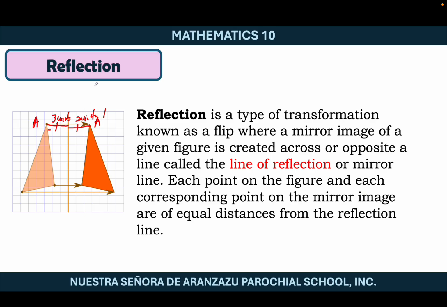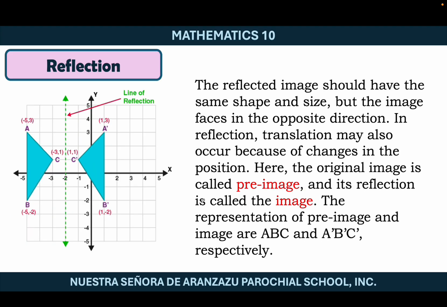Okay? Let's say this is B, and this is the B prime. So, yung distance nito, mula sa point B hanggang line of reflection, let's say this is 10 units. So, ganun din, mula sa line of reflection hanggang sa B prime is also 10 units. They have equal distance from the reflection line.